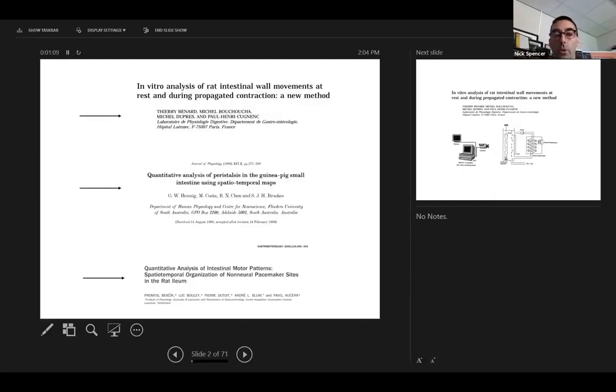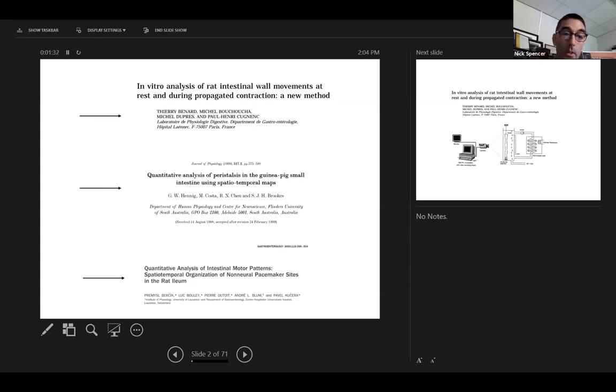So we work on internal organs. We work on bladder and uterus and gut, some blood vessels, and there's a lot of techniques that are out there which I think can benefit from working together. And this is a good example I'm going to talk about in the next half an hour or so.